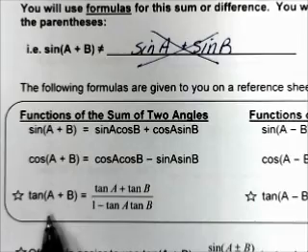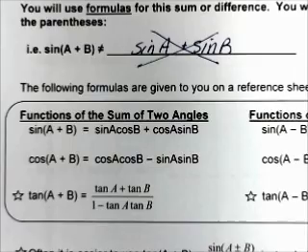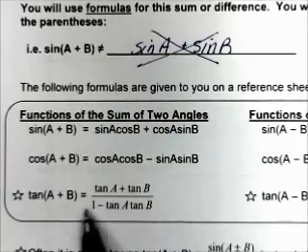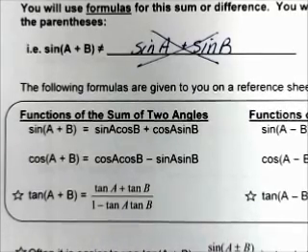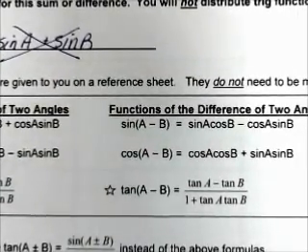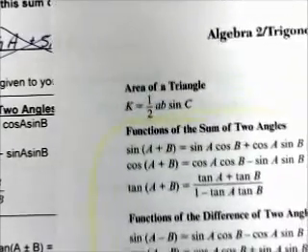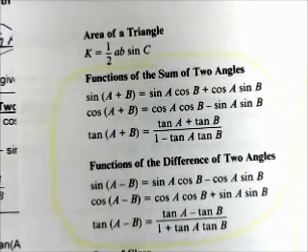Then we have the tangent of A plus B is equal to this formula. Oops, sorry, I said sine when it should have been tangent. The tangent of A plus B is equal to the tangent of A plus the tangent of B, divided by 1 minus the tangent of A times the tangent of B. And then we have the function for the difference of two angles. Again, they're also on the reference sheet here. Here's the sum of the two angles and the difference of two angles.